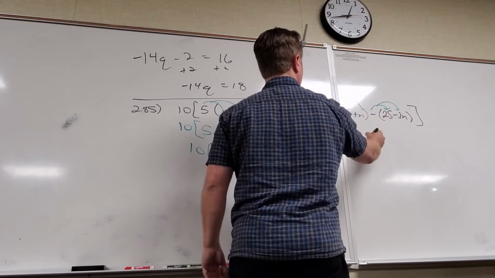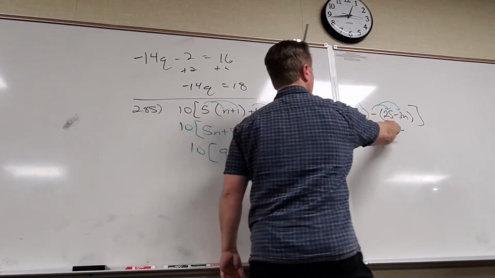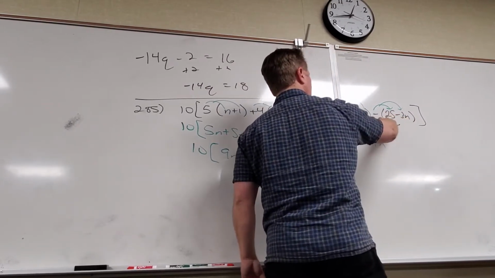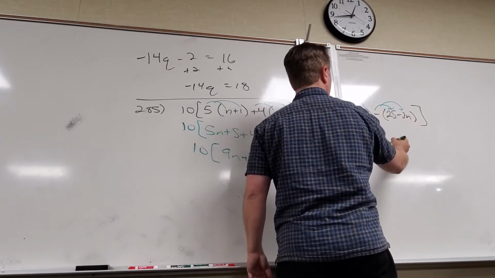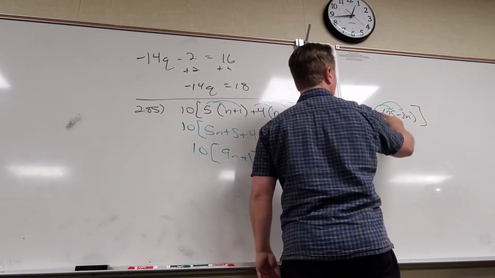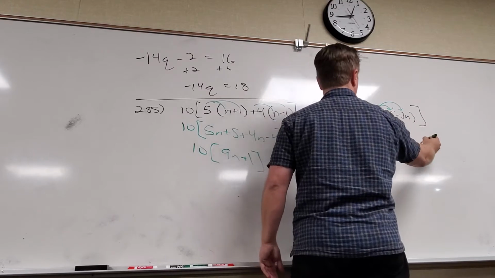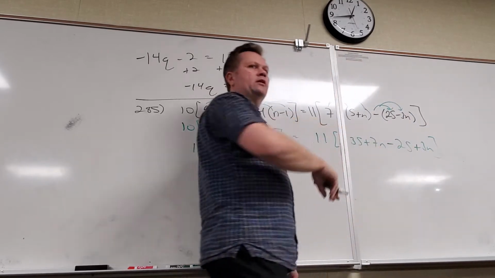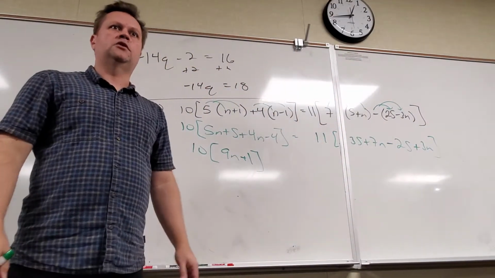35, 7 times n. What's in front of the parentheses? A negative 1. Negative times 25 is? Negative 25. Negative times negative 3n is? And now you can put your like terms together. If you don't distribute the negative, then you're wrong.